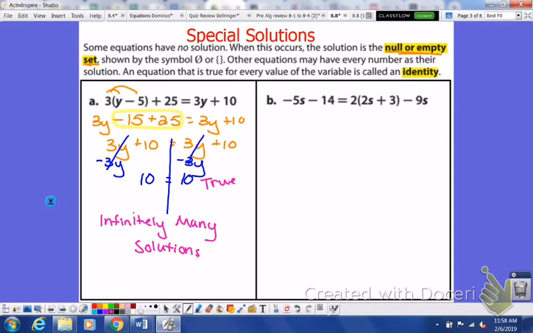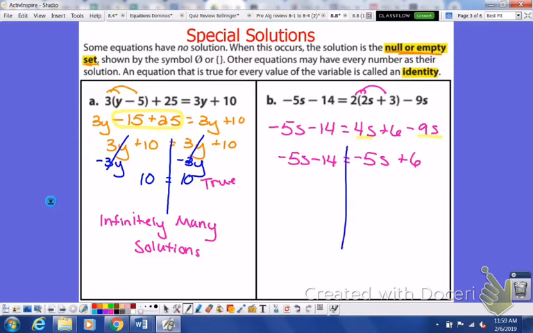Okay, so part B. Again, I see I have some distribution and nothing I can simplify on this side so far, so we're just going to bring it down. So negative 5s minus 14 equals 4s plus 6 minus 9s. Again, I see some like terms, so go ahead and take care of those. Negative 5s minus 14 equals 4s minus 9s gives us a negative 5s, still plus 6.